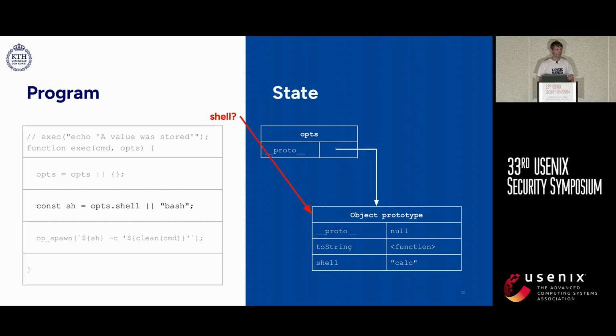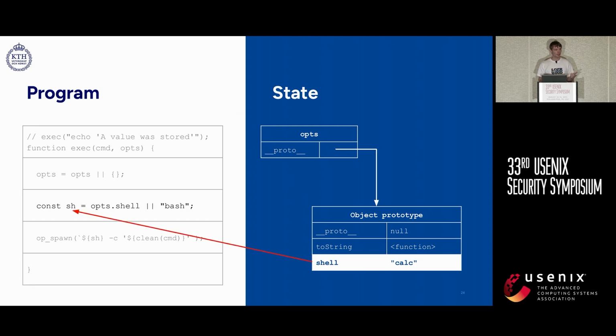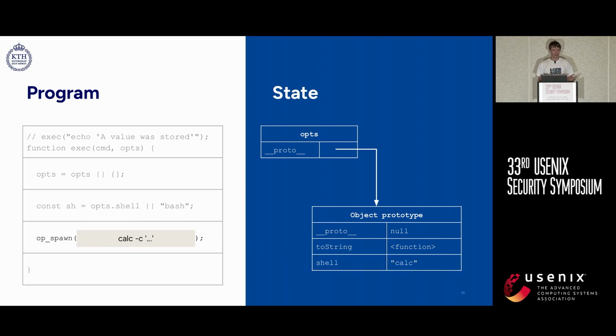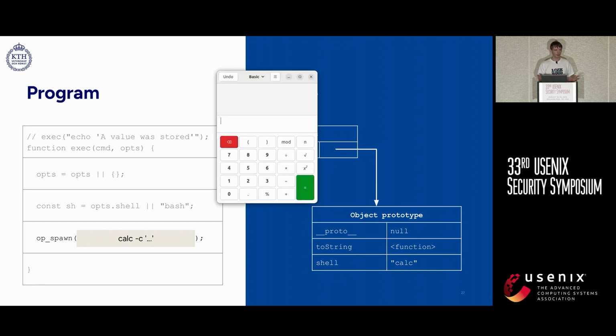But remember what the attacker did. It actually polluted the shell property, and thus it will find it and store it in the local variable. The local variable will then be used on the next line to actually run the command we want to run. What this will look like is that the attacker-controlled value, calc in this case, will be spawned, and as a result, we will have remote command execution.